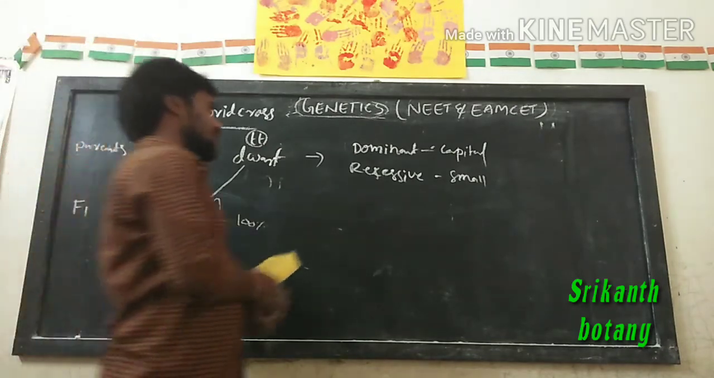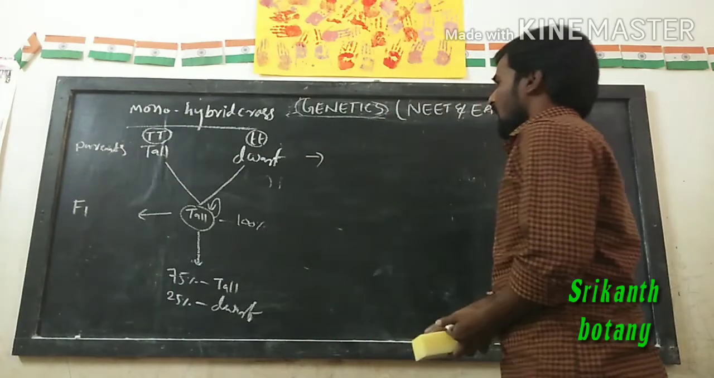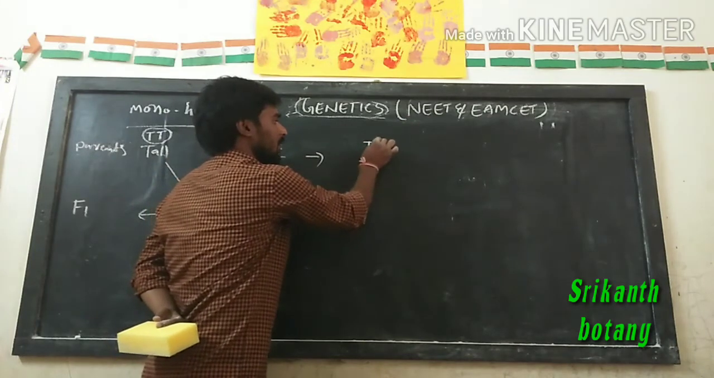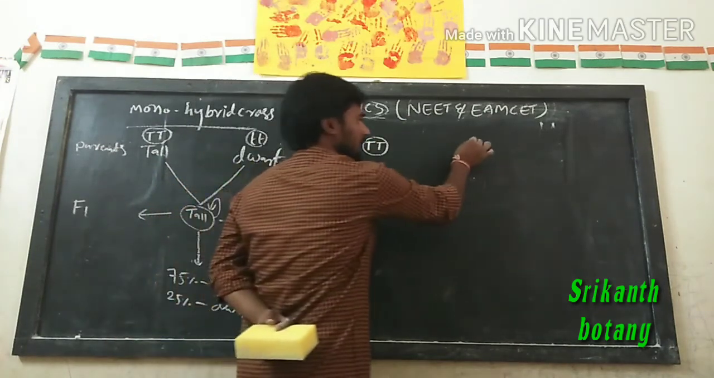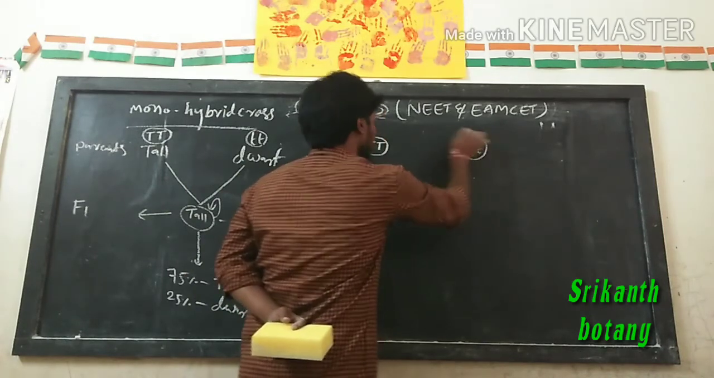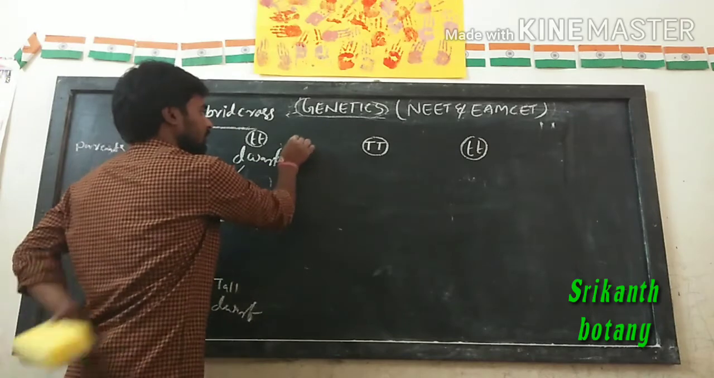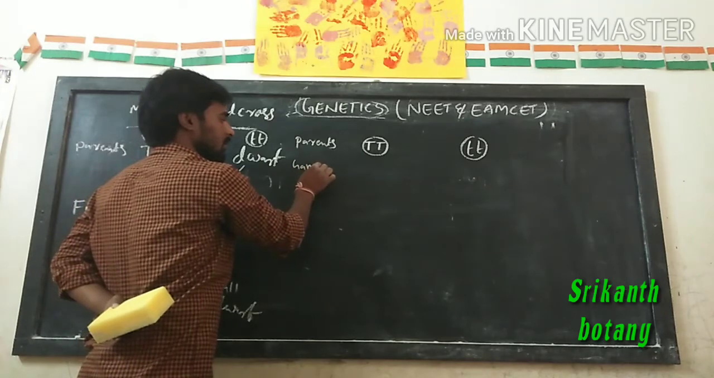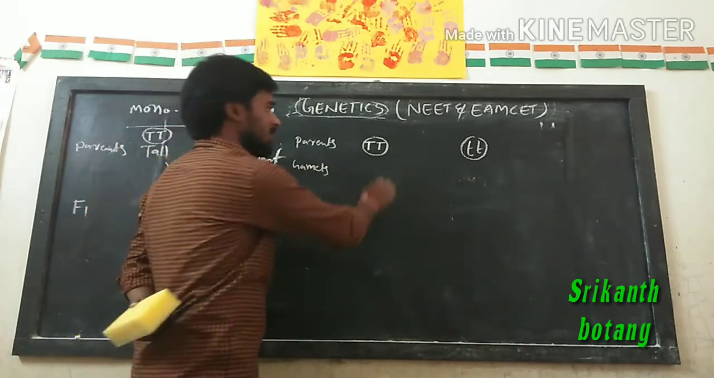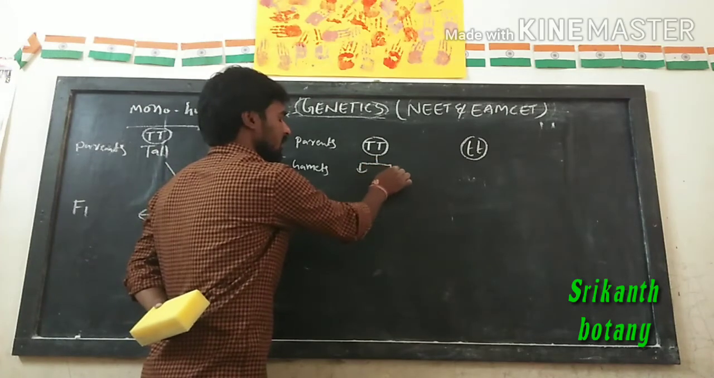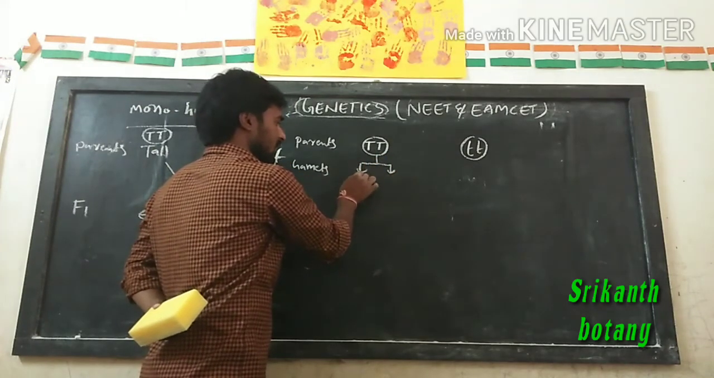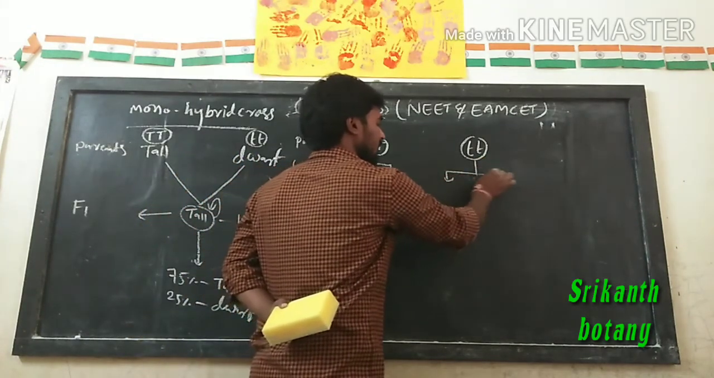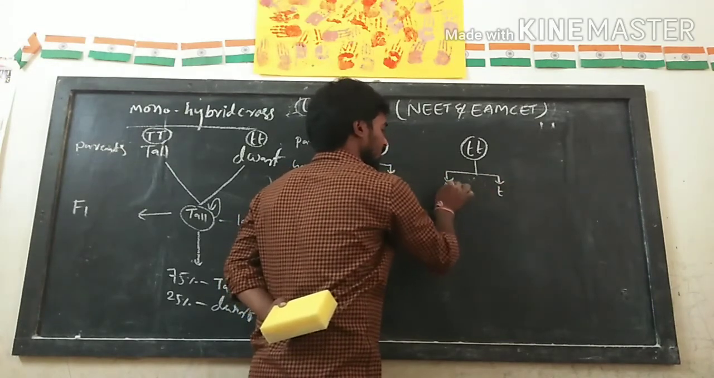So by using the symbols, now we have to see the monohybrid cross. Tall is capital T, capital T. Dwarf is small t, small t. These are the parents. Next, gametes. To form the gametes, the genes are involved in meiosis division and separate into single. That is why capital T, capital T, here also the same gametes, and small t, small t.